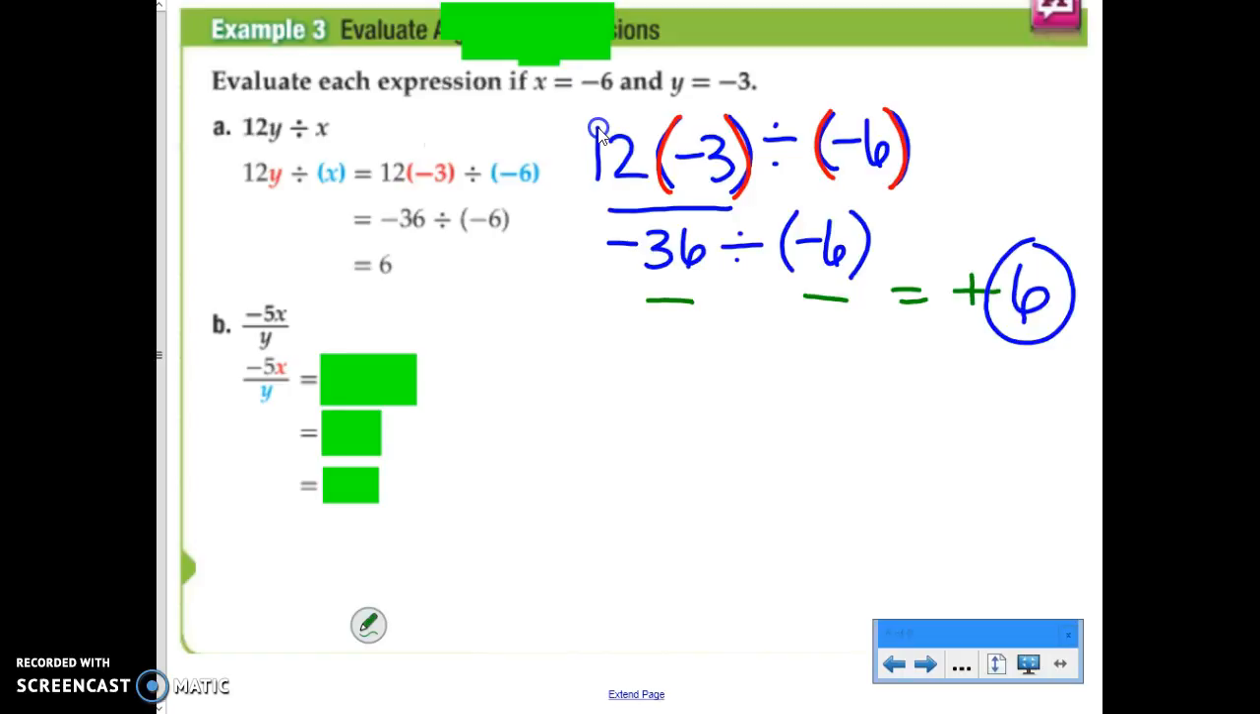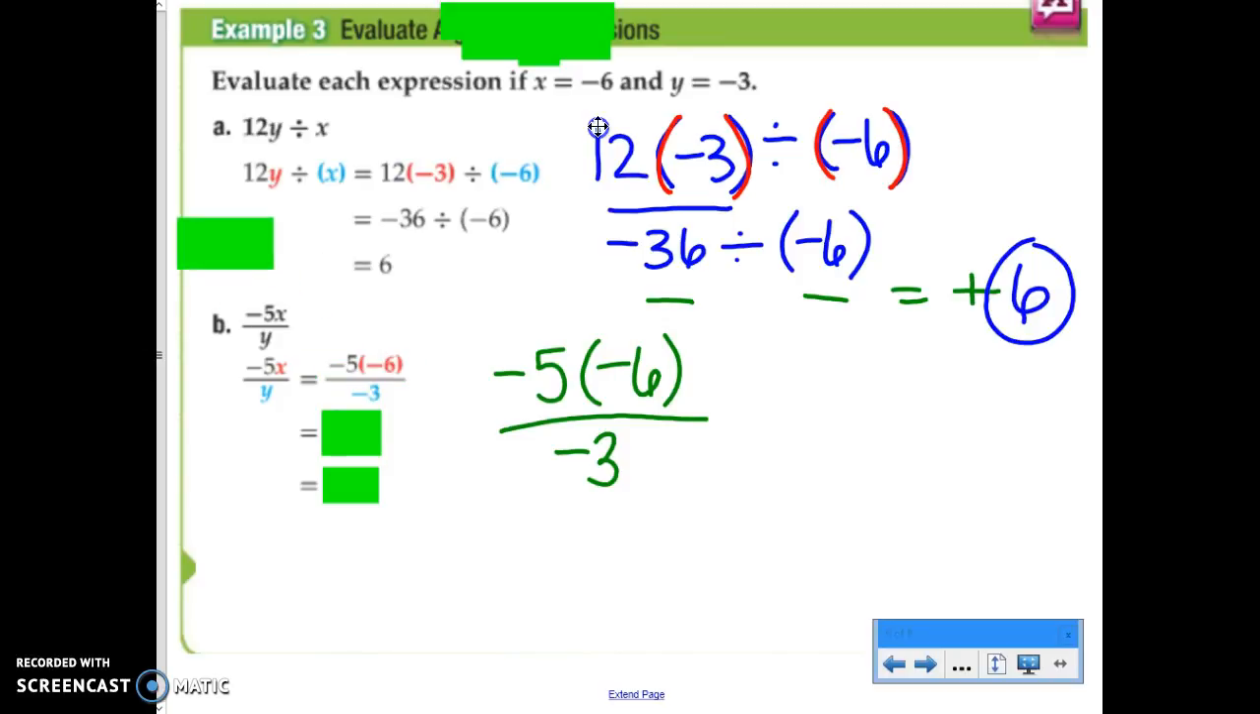All right, looking on to B, I have negative 5 times x, which is negative 6, divided by negative 3, which is y, what we were substituting in for y here. They show you it did the exact same thing here.